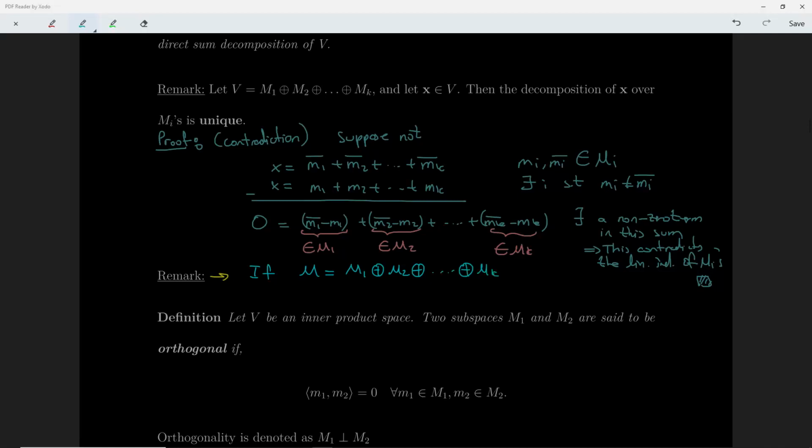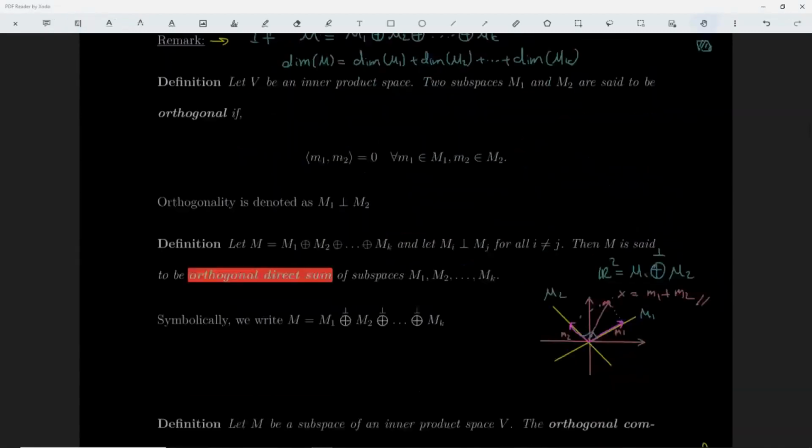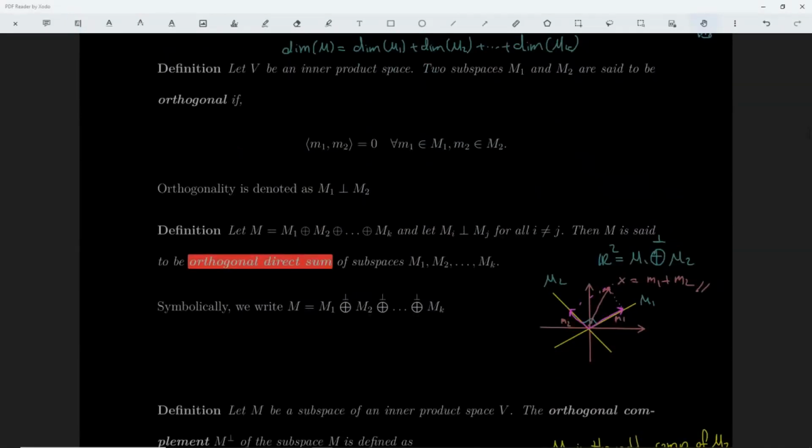Mk are linearly independent subspaces, and the dimension of M is equal to the dimension of M1 plus the dimension of M2 plus ... plus the dimension of Mk. And we also saw some examples of the direct sum.